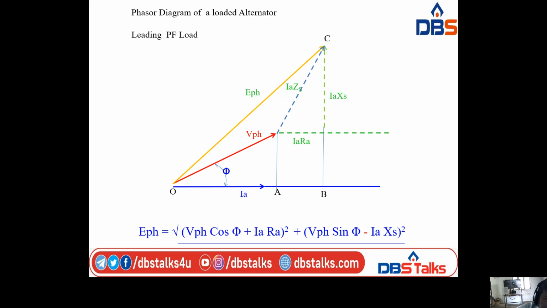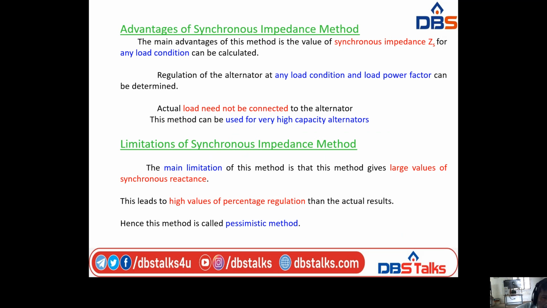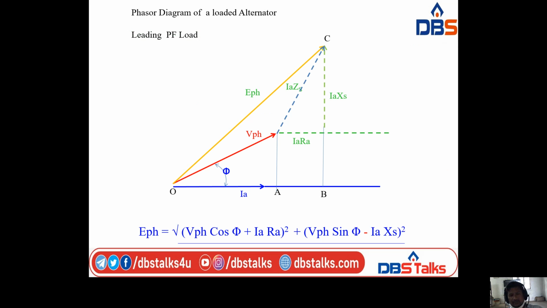Now the leading power factor. For leading power factor, IA will be leading the voltage by some angle phi. Then E phase is equal to square root of (V phase cos phi plus IARA) square plus (V phase sin phi minus IAXS) square. Because it is a leading power factor, that's why it gets the minus value.